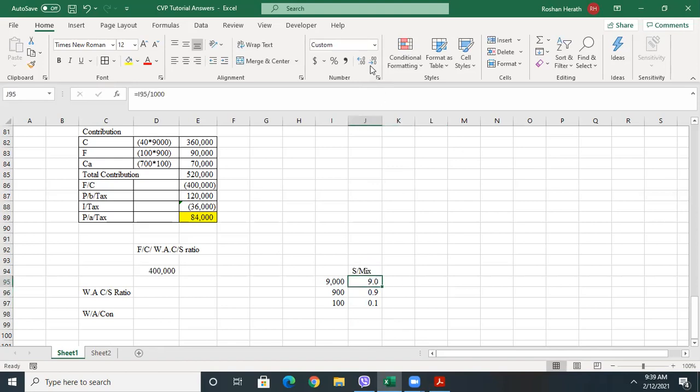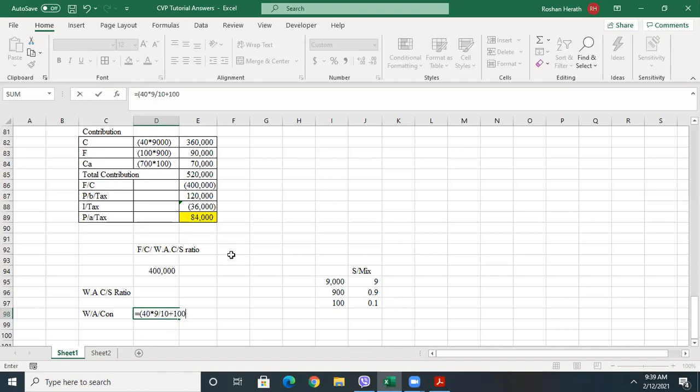Right? Now it's fine, no? 9, 0.9 and 0.1. Okay, good. So now you can get the weighted average contribution easily. First product, it gives you the contribution 40, that is into 9 divided by 10, 9 out of 10. Plus the second product gives you 100 contribution, that is into 0.9 divided by 10. Third one, it gives you 700 contribution per unit, that is into 0.1 divided by 10. This is how we are doing. So this is your weighted average contribution.